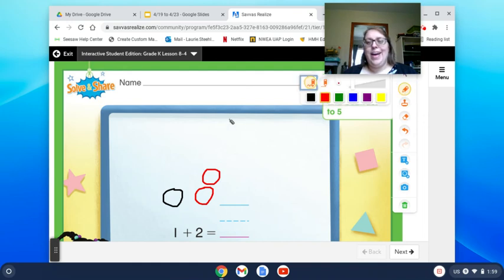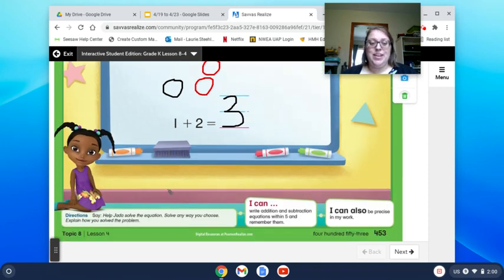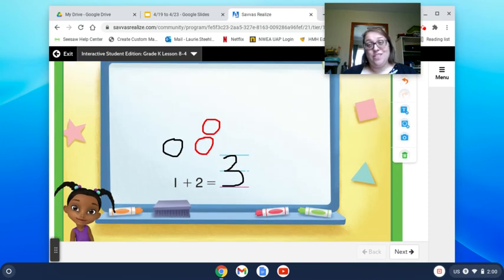Well, I think I can figure out what 1 plus 2 equals. Can you? Yeah, it equals 3, right? Write our answer there. We explained how we solved the problem by showing this picture. And then we know that when we see this plus sign, we're adding our two groups together to tell us how much we have all together.